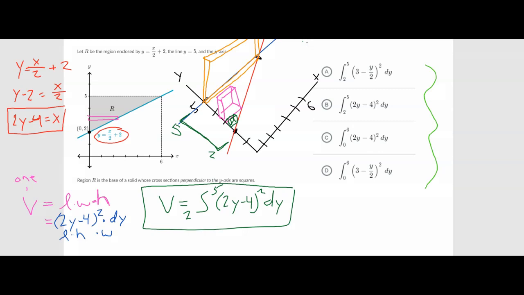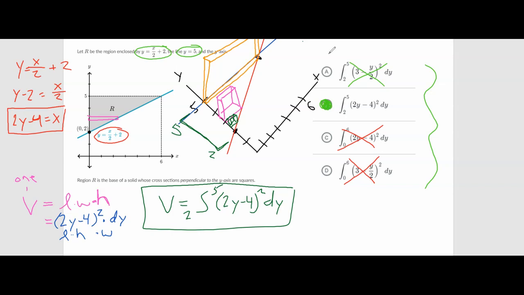Let's come over here. We can automatically eliminate these two, right? That interval is in terms of x values, not y values, so we know those aren't going to be correct. The first one, we're squaring 3 minus y over 2. And it looks like for that one they did something with these two functions right here. It looks like they've replaced the x with the y in the first function and then subtracted that from 5. Either way, that's not going to be correct. B does match what we came up with, and that is the correct integral.